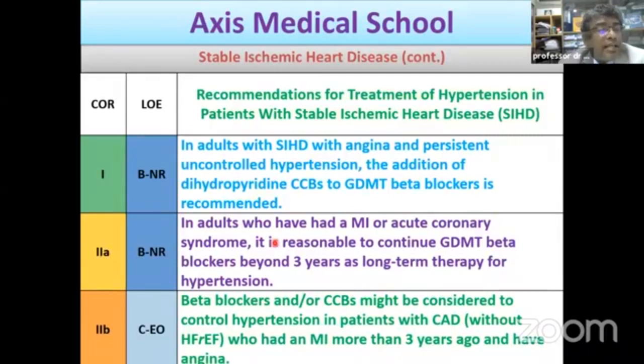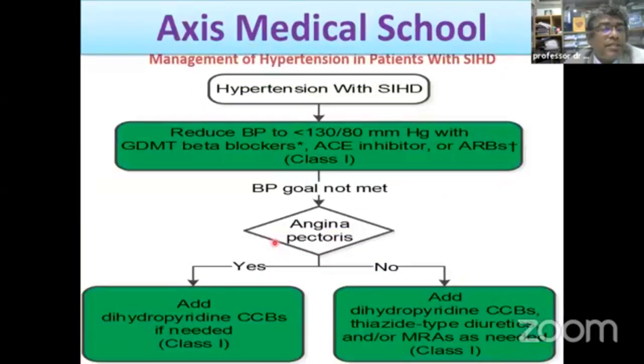And another class of recommendation: beta blocker or calcium channel blocker might be considered to control hypertension in a patient with coronary disease without heart failure who had an MI more than 3 years ago and has angina. So a combination may be needed. In that case, along with beta blocker, calcium channel blocker may be needed.